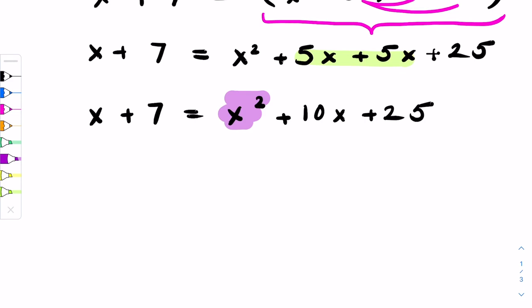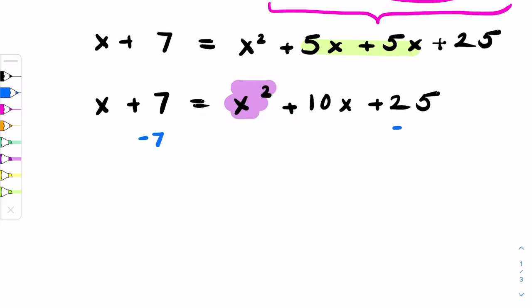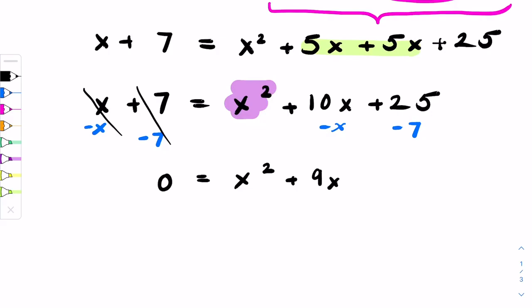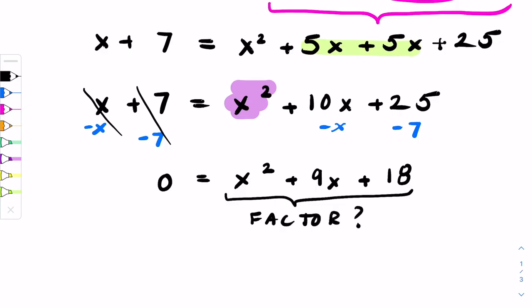So if you are doing either one of those, you need to make sure your equation is set equal to 0. In order to set this equation equal to 0, subtract 7 from both sides and subtract x from both sides. This will create a 0 on the left. This is equal to x squared plus 9x plus 18. And at this point, you can factor, or use the quadratic formula, either way, because this is equal to 0.